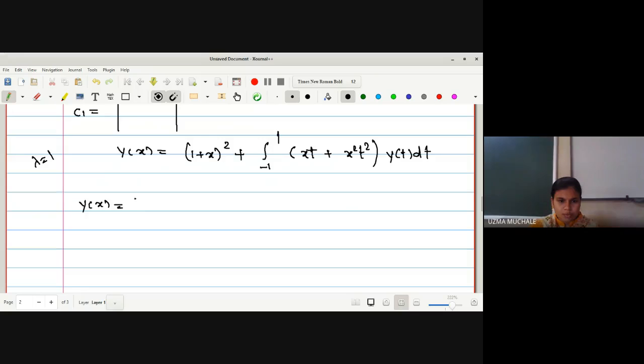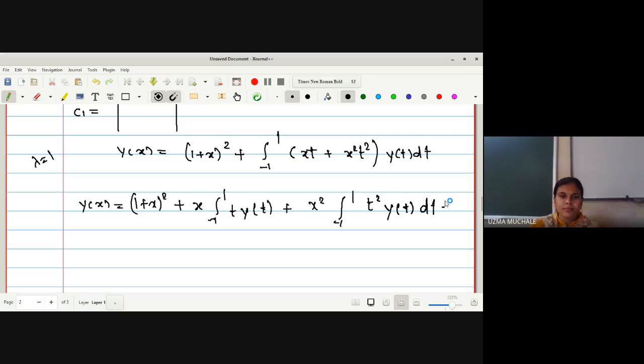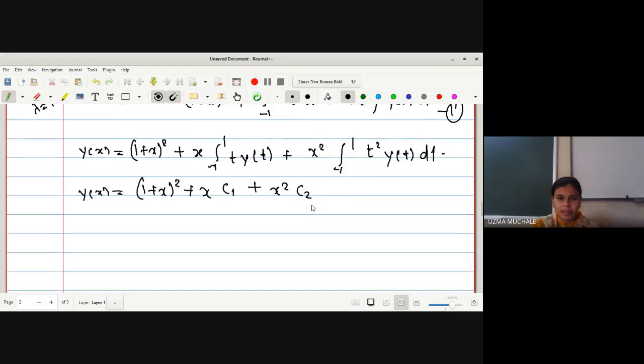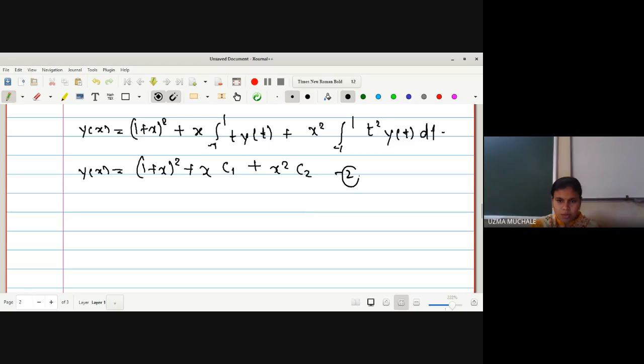y(x) = 1 + x² + x ∫ from −1 to 1 of t y(t) dt + x² ∫ from −1 to 1 of t² y(t) dt. This is our given equation 1, and y(x) = 1 + x² + x c1 + x² c2. This is our equation 2.